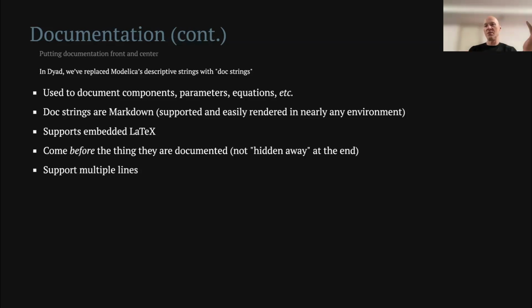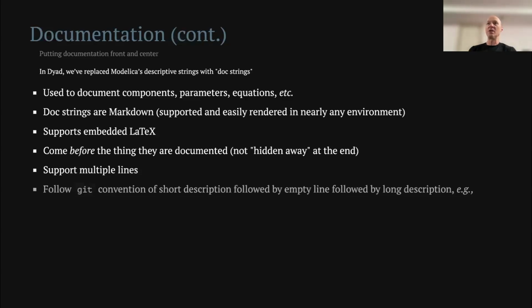We also support multiple lines, which is really useful, as I showed in the previous screen. Having multiple lines allows you to write more extensive documentation, but we follow the git commit convention. So you would write one line and then a blank line, and then you write more detailed documentation. And we distinguish between that first line, which we treat as a short summary of the thing, and then the rest of it, which is the detailed description.